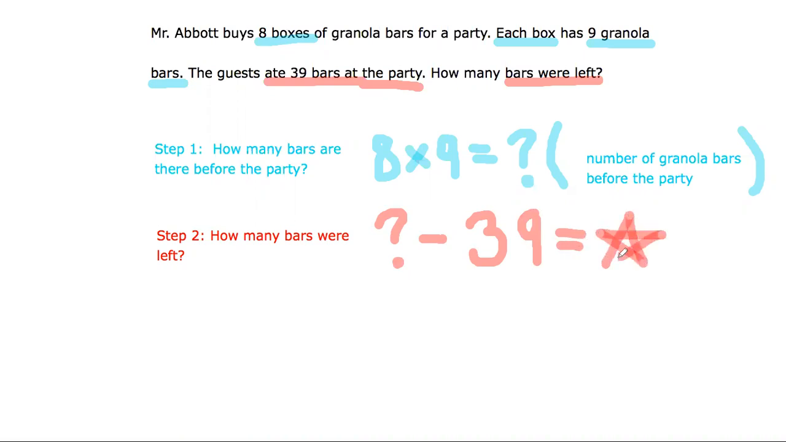I will put a star to represent the number of bars that were left. As you notice, I changed my symbol from question mark to a star to make sure that I distinguish that it represents two different things. So question mark represented the number of granola bars before the party, and my star represents the number of bars left.